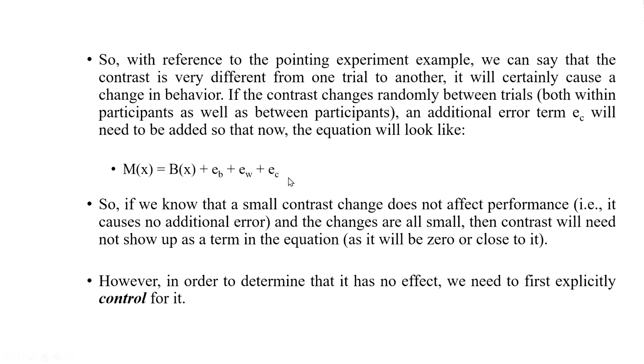Now, if we know that a small contrast change does not really affect performance and does not cause any additional error, the changes are all small, then this contrast will not really need to show up as an error term here, because we know that it is equivalent to 0 and it will go away. But sometimes we will need to explicitly control for it, because we know that it is going to cause a difference in the reaction times or in the overall performance.